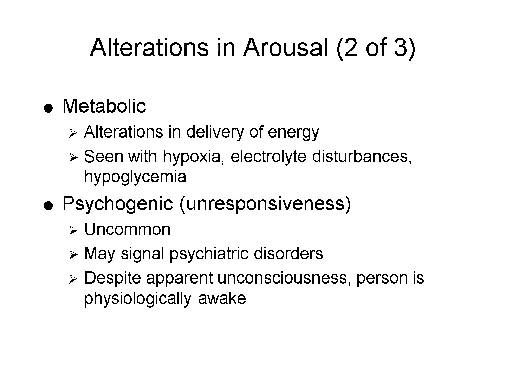Metabolic causes of altered arousal include hypoxia, hypoglycemia, and electrolyte imbalances that impair cellular energy supply. Psychogenic unresponsiveness, though rare, may resemble coma but occurs in individuals who are physiologically awake. It is often associated with psychiatric disorders and requires a multidisciplinary approach for diagnosis.